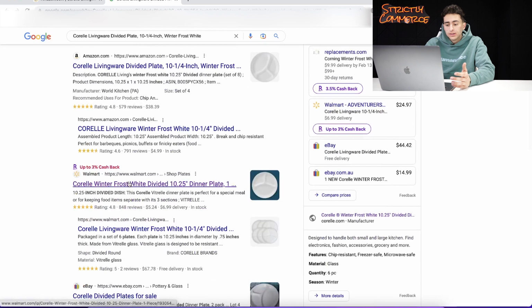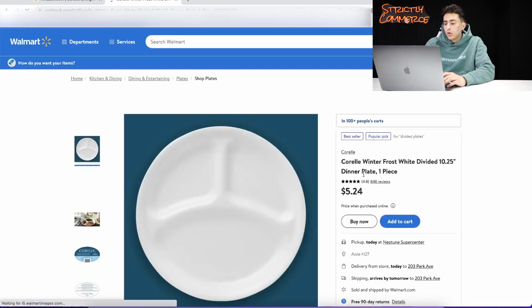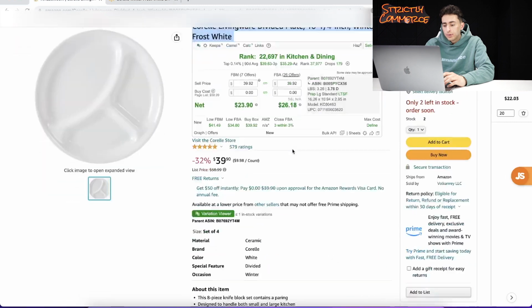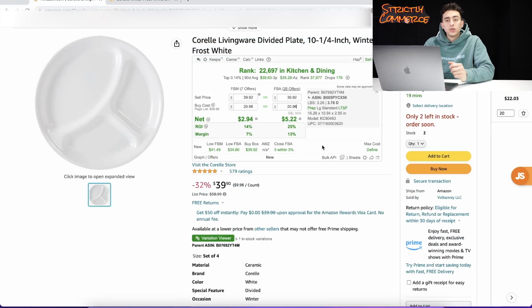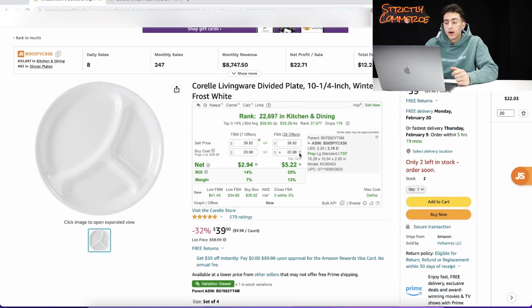I'm pretty sure we buy this from right here, Walmart. It's $5.24 for one. And I believe we are selling a 4-pack, so 5.24 times 4. This item right here makes 25% ROI, 13% margin, or $5.22 per bundle. It's 3 pounds, so maybe another $1-ish to ship it. However, if you're shipping LTL, this is definitely not an expensive item to ship.